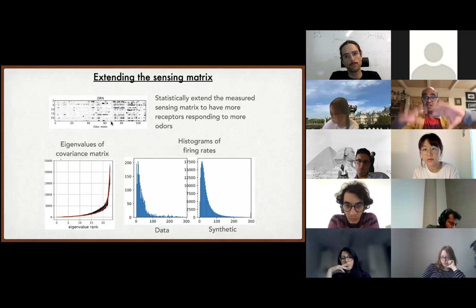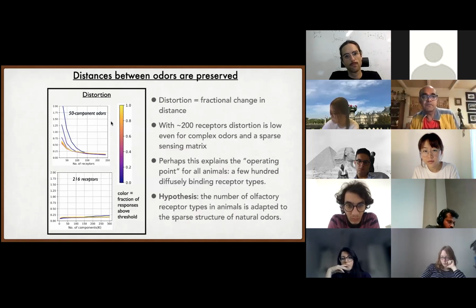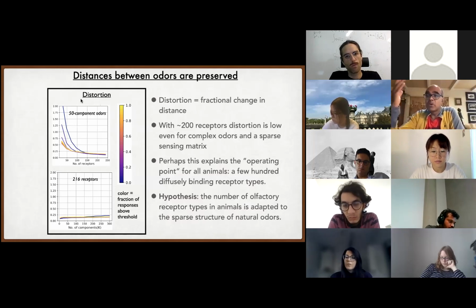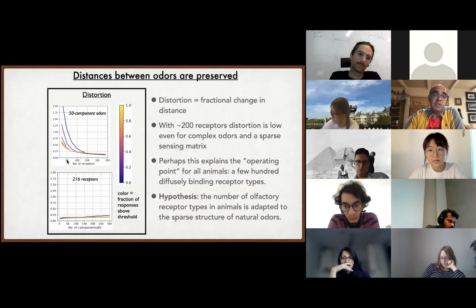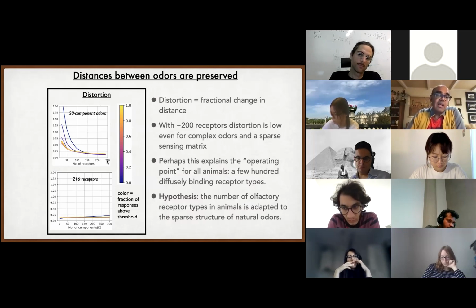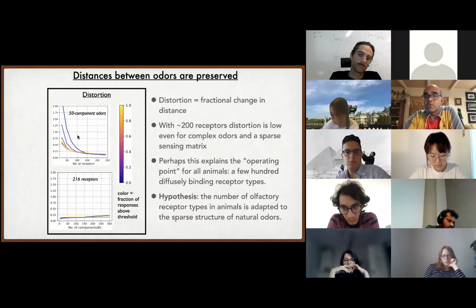So then, using this extended system, you can ask yourself, how well does it perform? Here, I'm taking odors made of 50 components, made of 50 odorants. Then I imagine an olfactory system consisting of 50 receptors, 75 receptors, 100 receptors, et cetera. And then I ask, how well can you reconstruct or decode the odor from those? What you discover is by the time you get to a couple of hundred receptors, the distortion in the odor is very small.